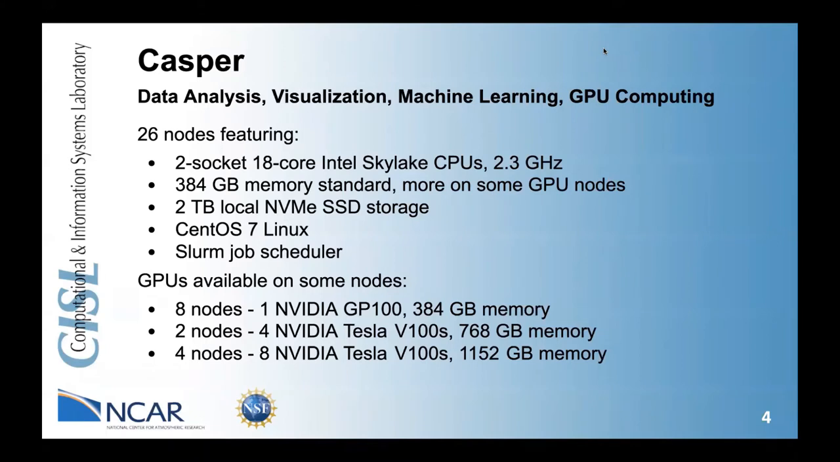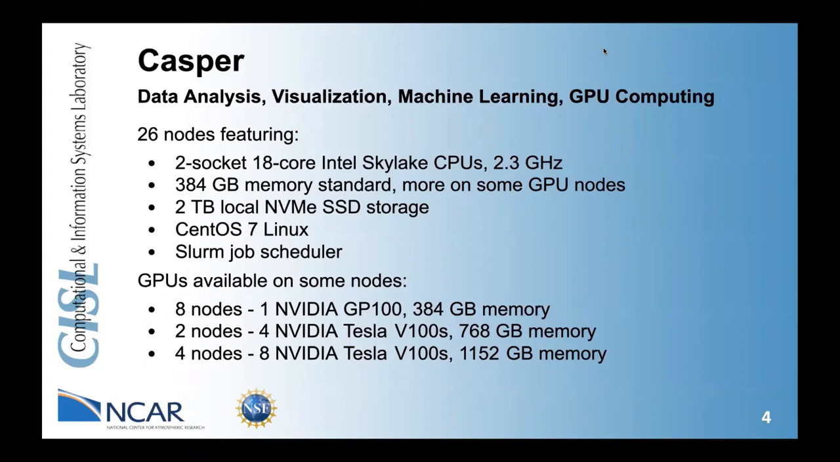Now again, Casper is a Linux-based system. As I mentioned before, it's a different Linux, so not all the things are available in exactly the same places as they would be on Cheyenne, but they're both pretty standard Linuxes. And the way you schedule jobs on Casper is very similar to Cheyenne, but it is a different scheduler, so the commands all have analogs, but they're all a little different. Casper uses Slurm as opposed to PBS on Cheyenne. And again, GPUs are available on some of the nodes on Casper.